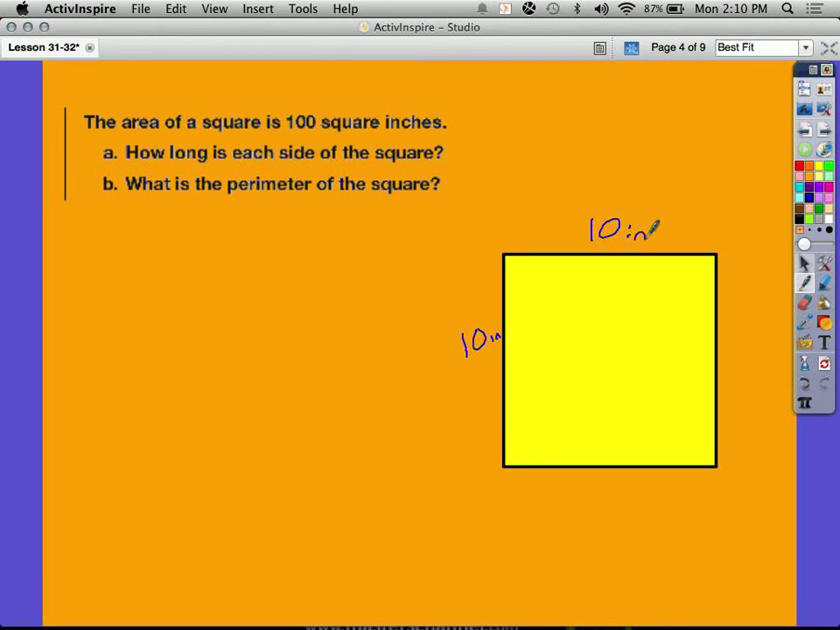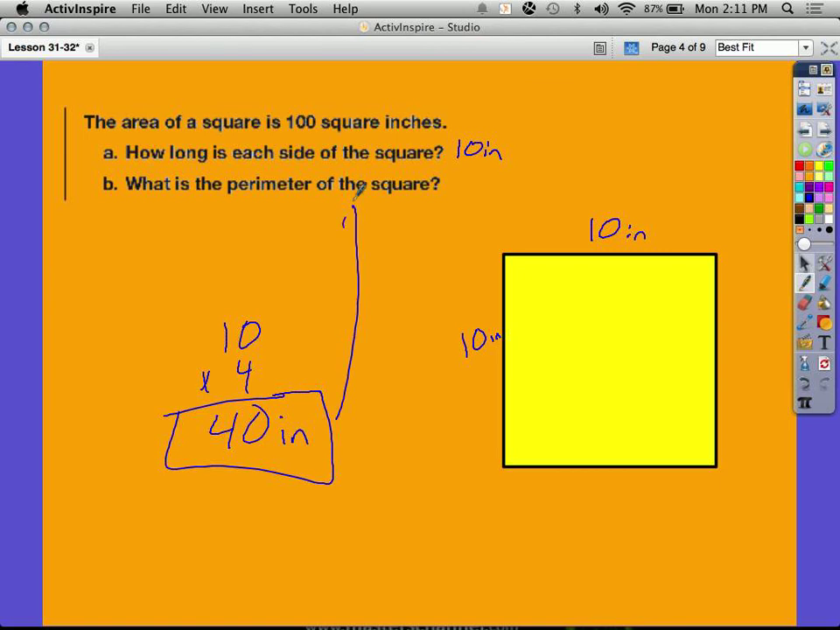So it says how long is each side of the square? 10 inches. Letter B says what is the perimeter of a square? Well, on a square we can take one side times 4 because there's 4 sides, or we can add up the 4 sides. So I'm going to take 10 times 4 to be 40. Perimeter is just inches because it's just measuring around the outside, in straight lines. So for letter B, it's 40 inches.